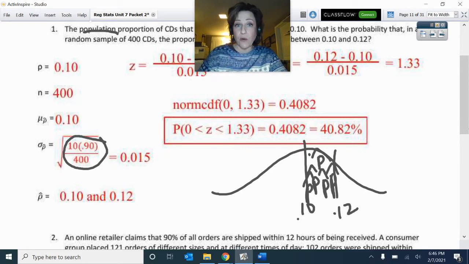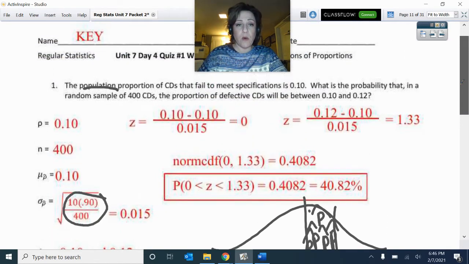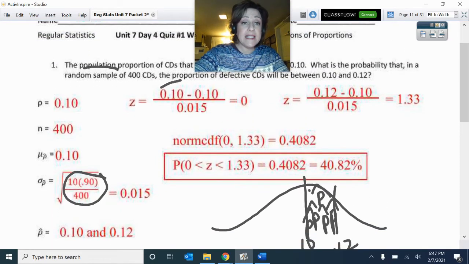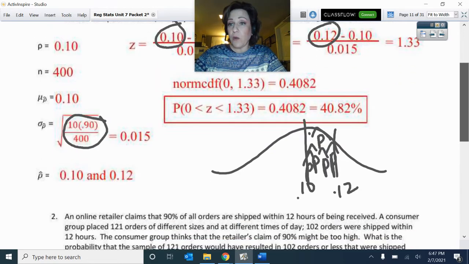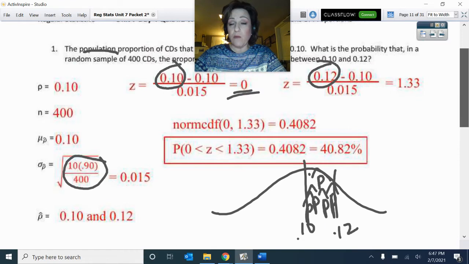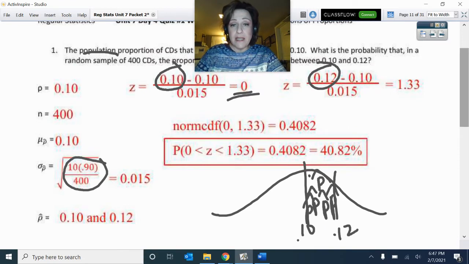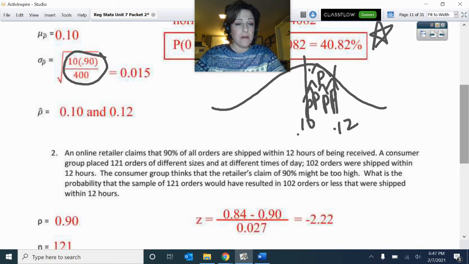And so we had to get a z-score for both of them, which is what we have here. A z-score for 0.10, which is the mean. So that should make sense to you, that it has a z-score of 0. And then our z-score for 0.12, which is a little over 1 standard deviation above the mean, 1.33. So our area in between those two is 40.82%. All right, moving on.